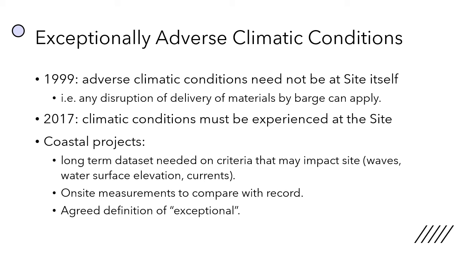So moving on, in 1999, the adverse climate conditions need not be at the site itself. There was a change in 2017. The climatic conditions must be experienced at the site. So that's the difference. For example, disruption from delivery of materials by barge would be applicable in the 1999 version. In the 2017 version, it would not. So in summary, in coastal projects, a long-term data set is needed on all the criteria that may impact the site. On-site measurements need to take place as well to compare with the record, and the parties need to agree on the definition of exceptional.